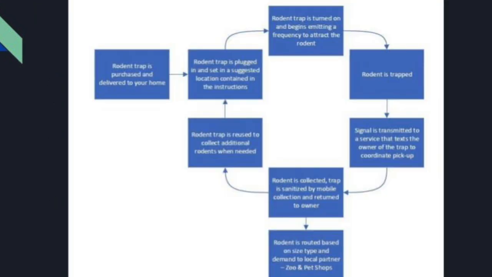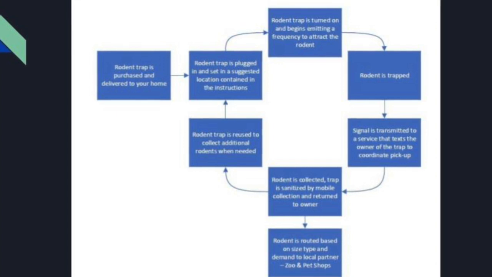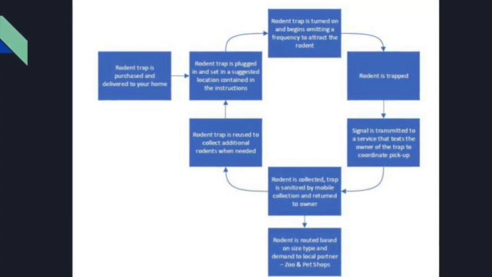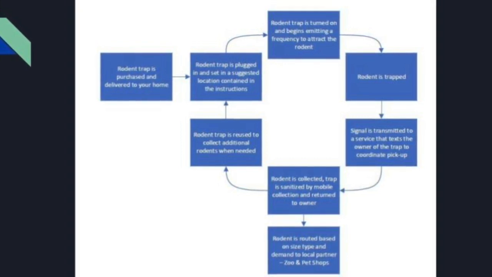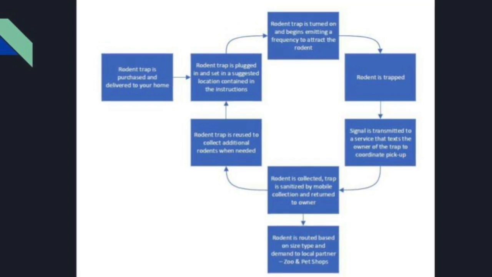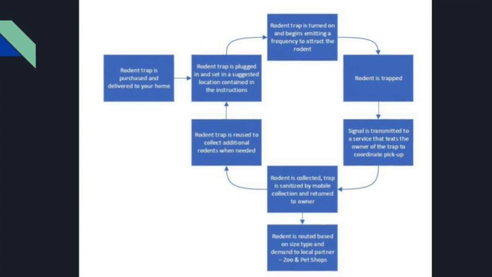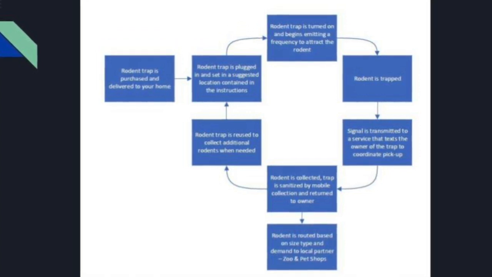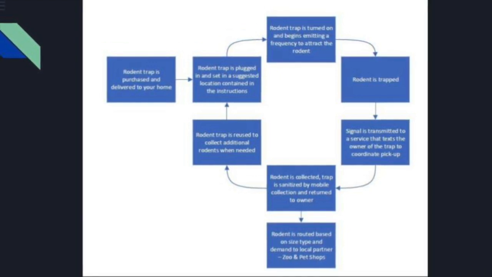So just to show you how this fits into sort of a circular economy, the rodent trap is purchased and delivered to your home as it enters there in the top left. It enters into the cycle in that the rodent trap is plugged in and set in a suggested location contained in the instructions. The rodent trap is turned on and begins emitting a frequency to attract the rodent. The rodent is then trapped. When the rodent is trapped, a signal is transmitted to a service that texts the owner of the trap to coordinate pickup. The rodent is then collected. The trap is sanitized by the mobile collection and returned to the owner immediately after the mouse is taken out and put into the mobile collection spot.